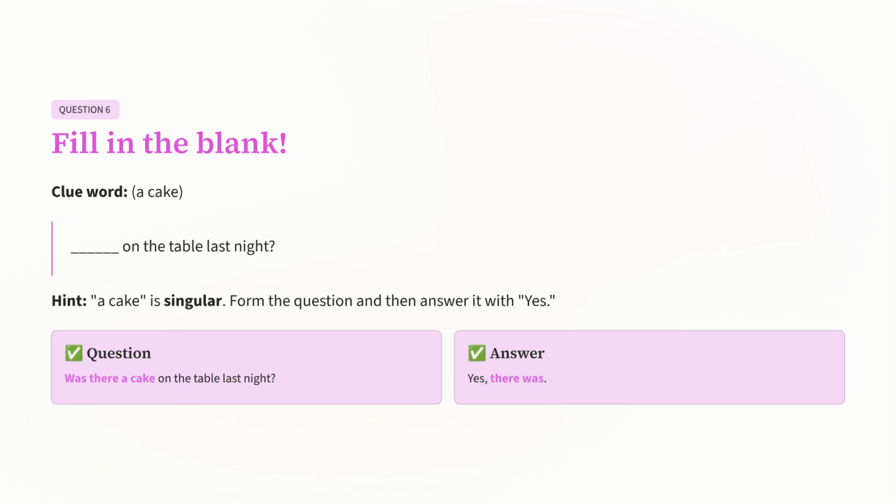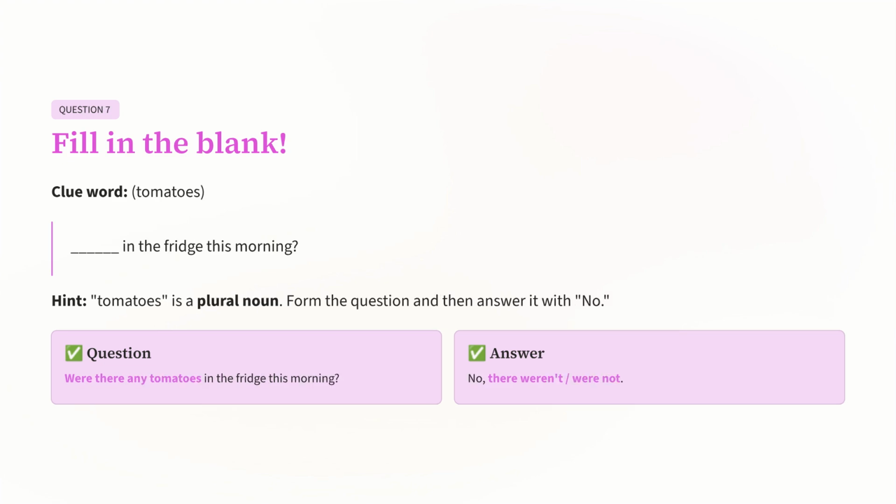Question 6. Clue word, a cake. Blank on the table last night? A cake is singular. The correct question is, was there a cake on the table last night? Answer: Yes, there was.